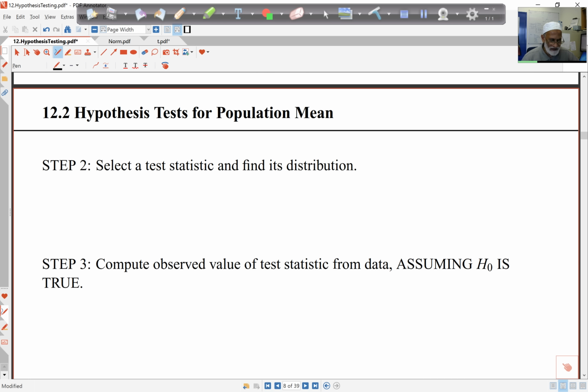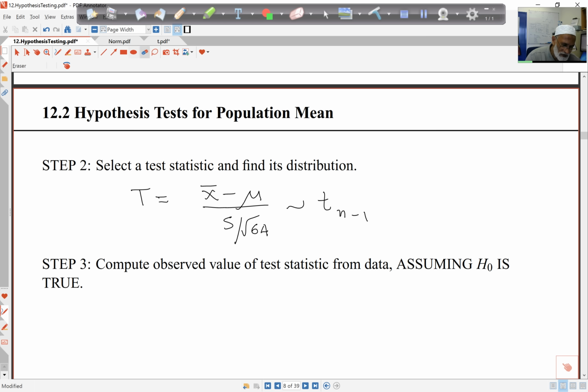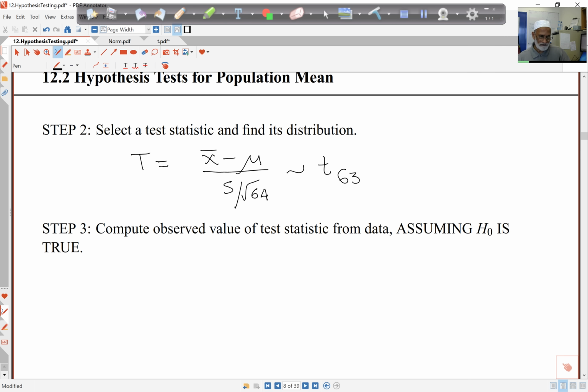So the next is to select a test statistic and find its distribution. So here, of course, we'll be using the sample mean, but we'll standardize this first. So it's x bar minus mu over s over root n. And we know from our sampling ideas that this is a t with n minus 1 distribution. And here, because I actually know the value of n, that is 64, I can put the value in there and change this to reflect that. That's t with 63 degrees of freedom. So this is what I've got here.